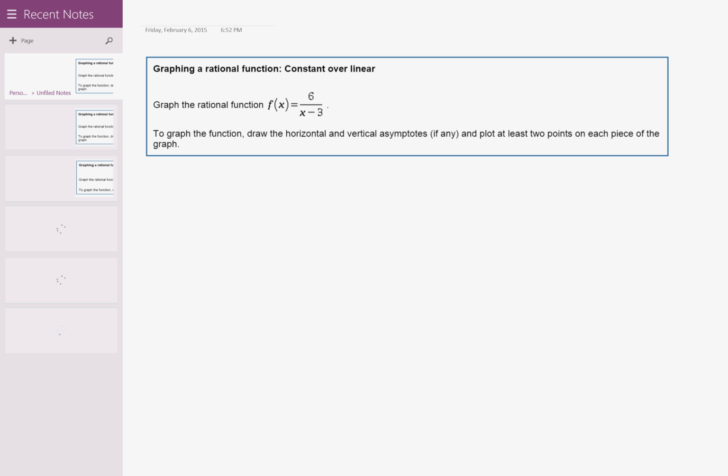Okay, we want to graph a rational function, not just the asymptotes, and I have a constant over a linear. The first thing I need to do is determine the horizontal and vertical asymptotes. So in this case, the vertical is x equals 3, and the horizontal is y equals 0 because the degree of the numerator is less than the degree of the denominator.